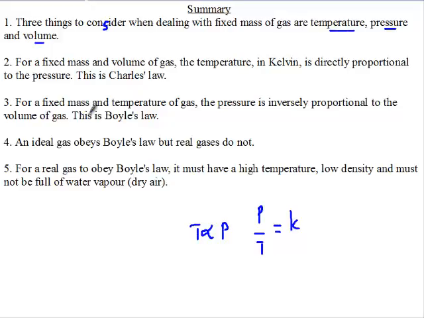For a fixed mass and temperature of gas, pressure is inversely proportional to the volume of gas. So P is inversely proportional to volume. That means P times V is equal to a constant, and this is known as Boyle's law. Any gas that obeys Boyle's law is called an ideal gas, but a gas that does not obey Boyle's law is a real gas.